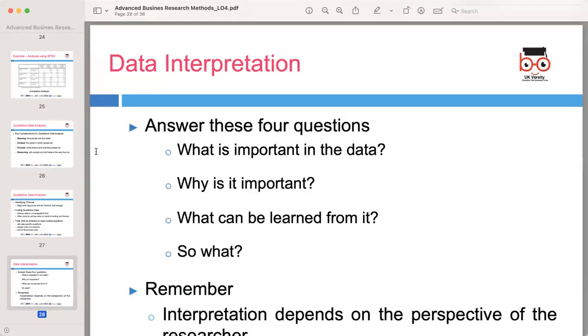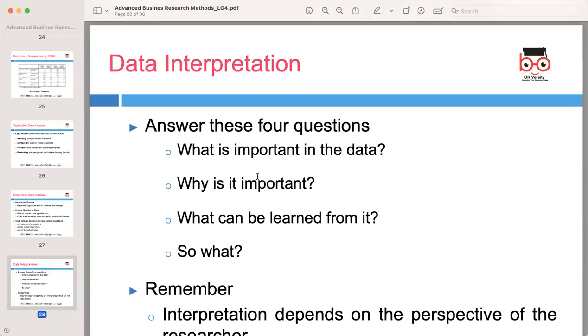Here, data interpretations. Data interpretations answer these four questions. What is important in the data? Why is it important? What can be learned from it? And so what? Obviously, question one, what is important in the data? When we examine a data set, it is fundamental to identify what is important within it. This involves understanding the variables, patterns, and trends present in the data.